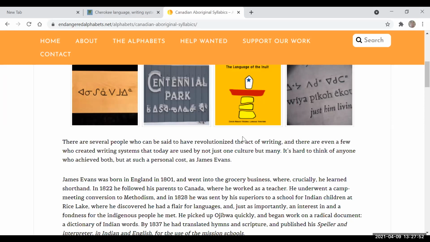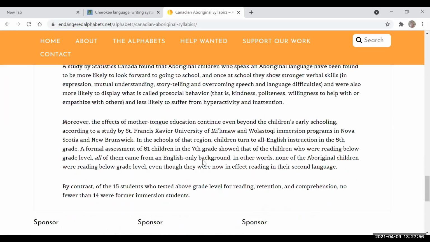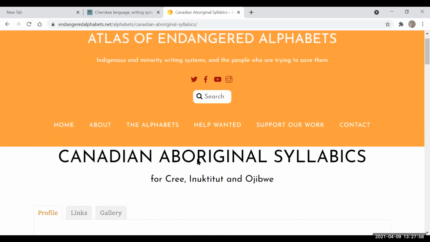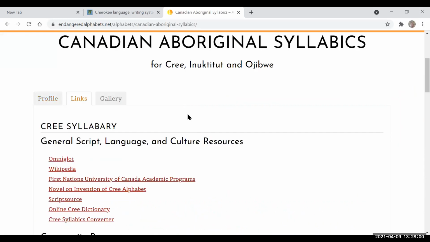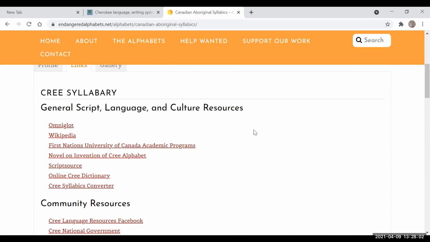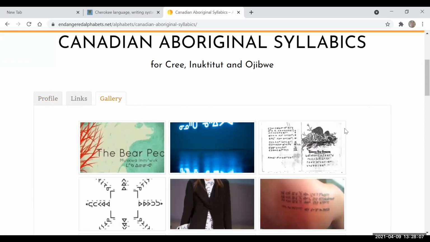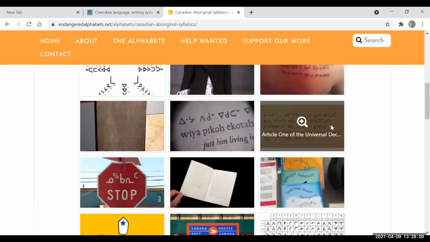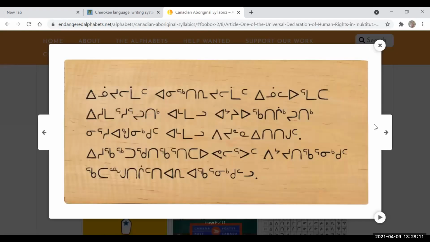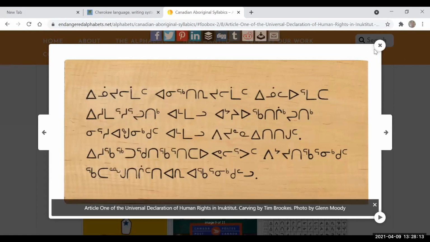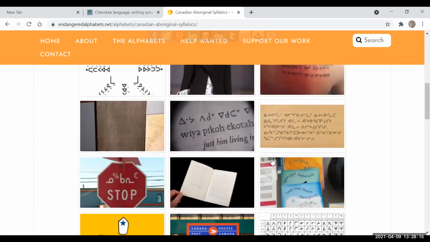Oh, you can put it. Let's see. Oh, well, it has information, and then it'll have links to everywhere that has more information about this writing system, and then maybe it will have some images of the script. So that's what this one looks like. What else have I got?